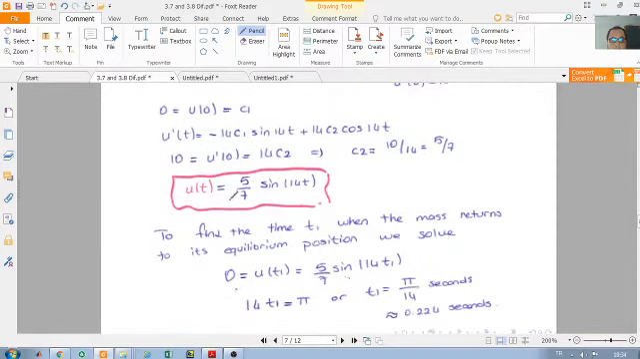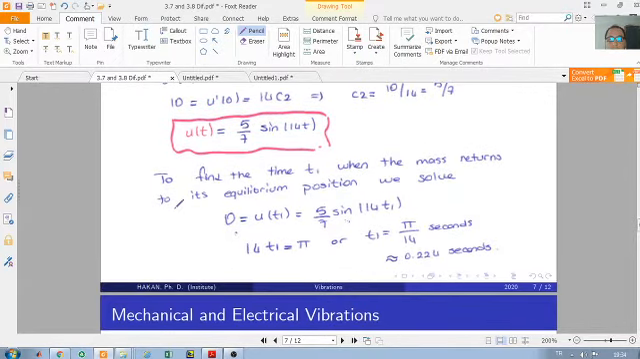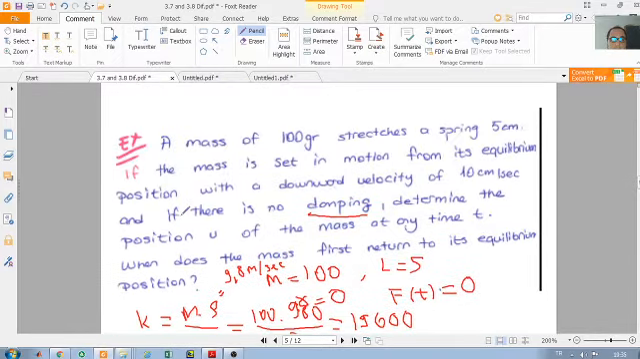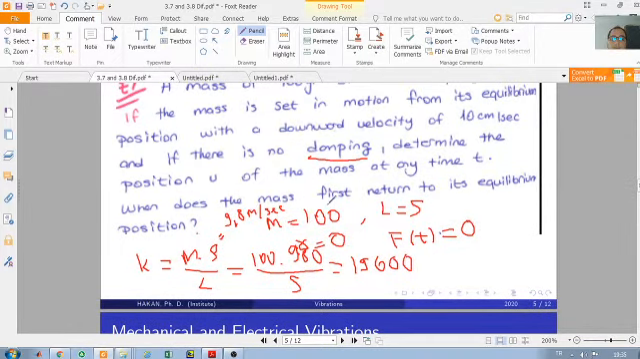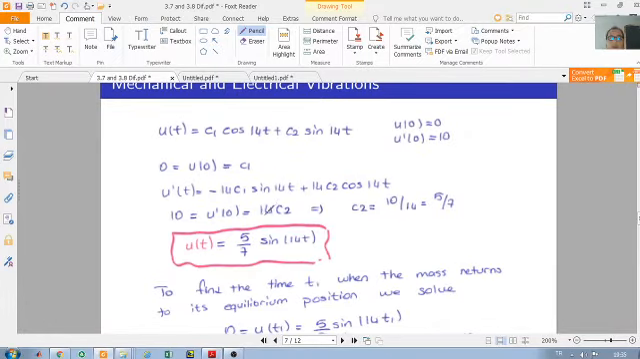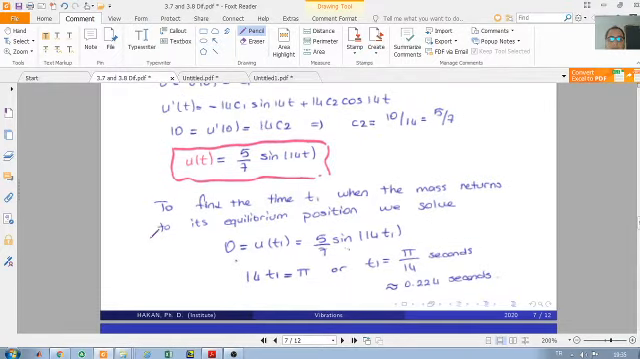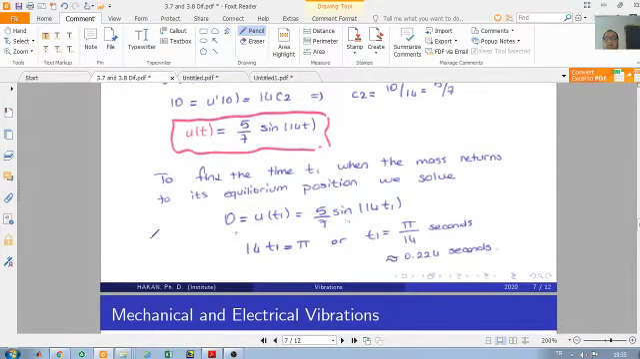Therefore we have this function. The second question is: when does the mass first return to its equilibrium position? After a while the mass will return to its equilibrium position. So to find this time when the mass returns to its equilibrium position, we set this function equal to 0.